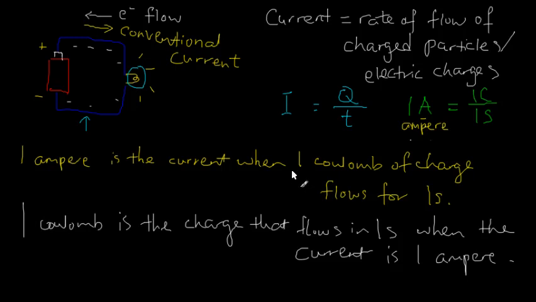There has to be some other way of defining or giving meaning to either ampere or coulomb. But the way it is done for the SI units, right? If you recall, the SI unit is an international system of units agreed through discussion by many scientists over the years.